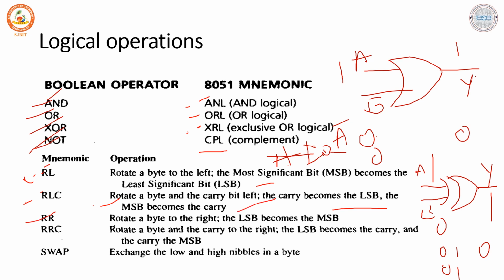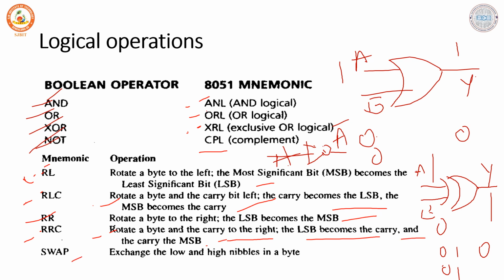And the next instruction is RR, that is rotate a byte to the right. Here the LSB becomes the MSB. One more instruction we have is RRC, that is rotate a byte right through the carry. So we are rotating a byte and the carry to the right. The LSB becomes the carry and the carry becomes the MSB.